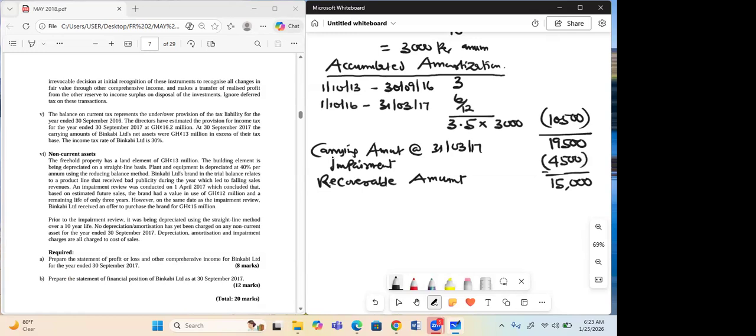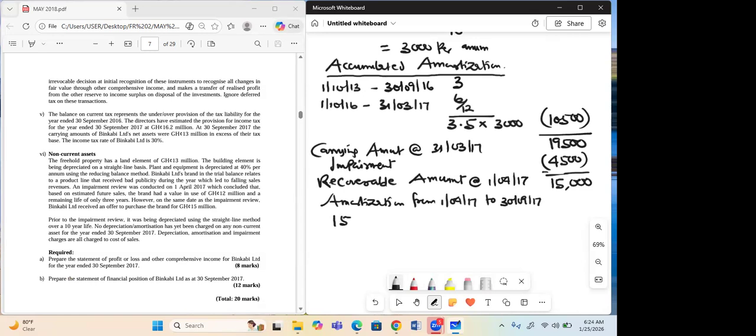Good. So this is the recoverable amount, but this recoverable amount is at 1st April 2017. Remember, our year end is 30th September. That means we must still amortize up to 30th September to know the final balance. Is that clear? Yes. So amortization from 1st April 2017 to 30th September 2017 is going to give 6 months.